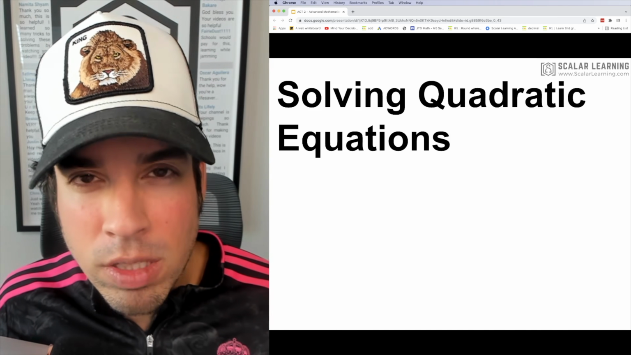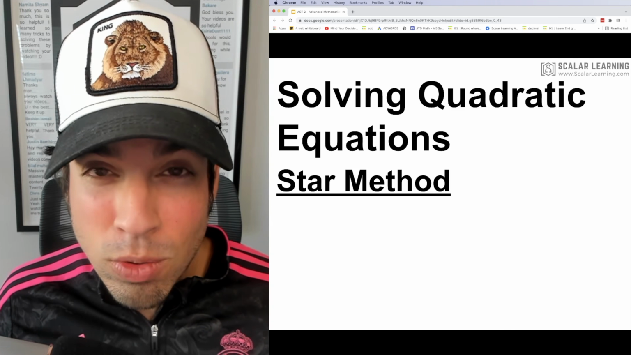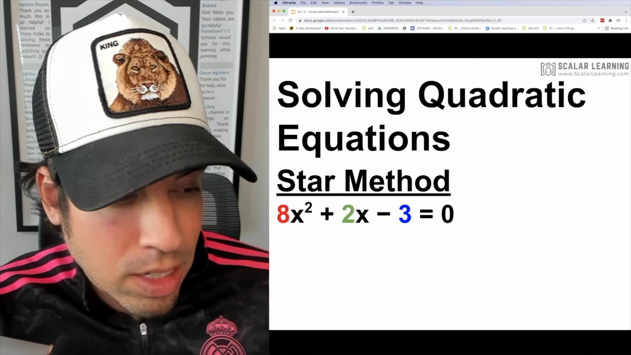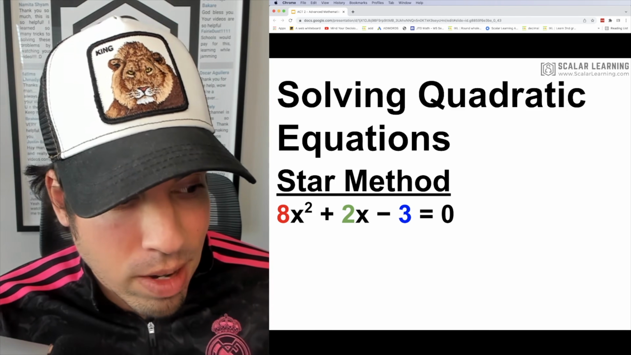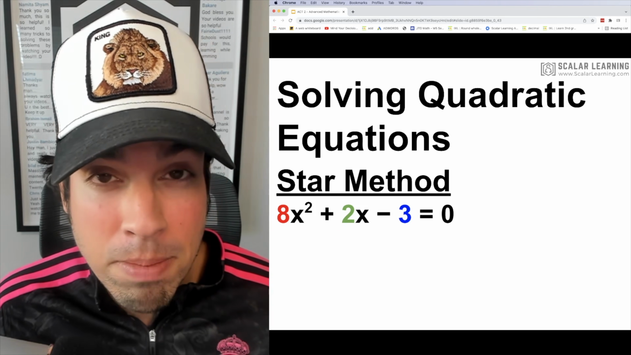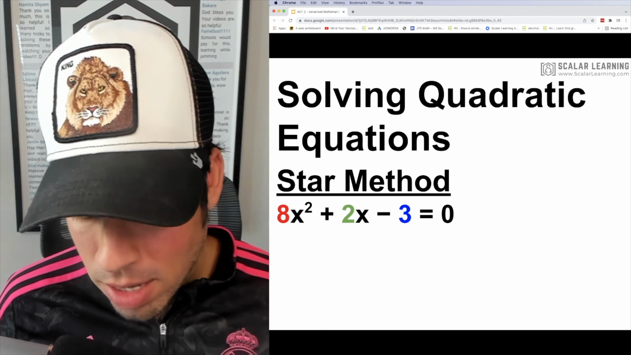Now we're going to talk about using something called the star method, and this only comes into play when you've got a leading coefficient for a quadratic. And by leading coefficient, I mean that a value, that red value of 8. So this is not as easy to factor, but there's a really amazing method called the star method, which I'm going to show you how to do right now.